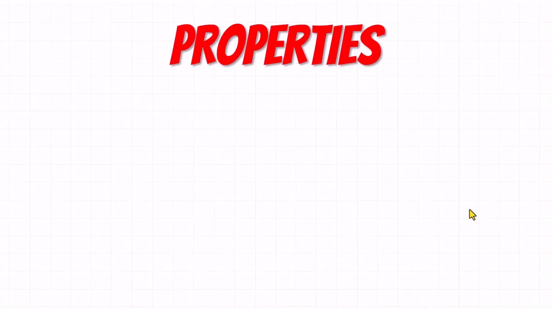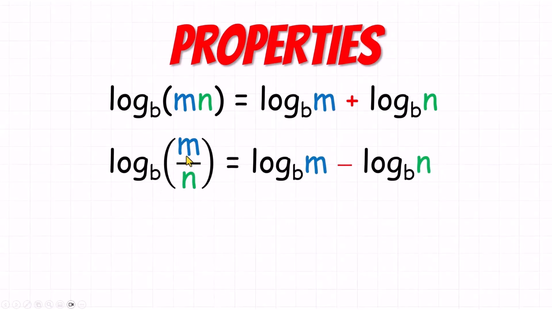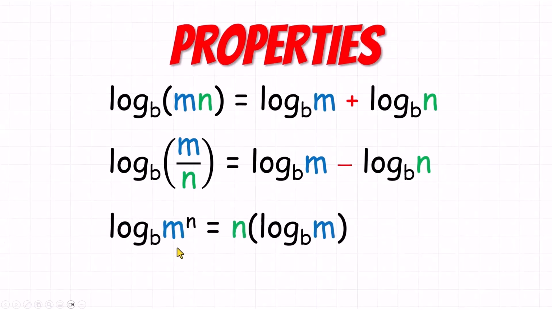Logs have properties. These are very similar to exponent properties, but I'm not going to compare and contrast them for you right now because that'll just blow up your brain. Log of m times n. So if you're taking the log of a product, you take the log of each one and add their answers together. Log of 2 things that are being divided is the same thing as subtracting the log of each one. And the log of something raised to a power, you take the power and put it in the front and multiply it times the log of the m. This is my favorite one.